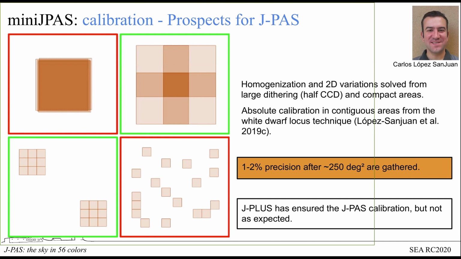So basically, with a few exceptions, we don't need, or we hope not to need, any external data, except probably for the reference band to calibrate the colors in JPAS. So we expect 1–2% precision after the first 100 square degrees. At the end, J+ was defined to ensure the JPAS calibration, and that was the case, but not as we expected at the beginning.